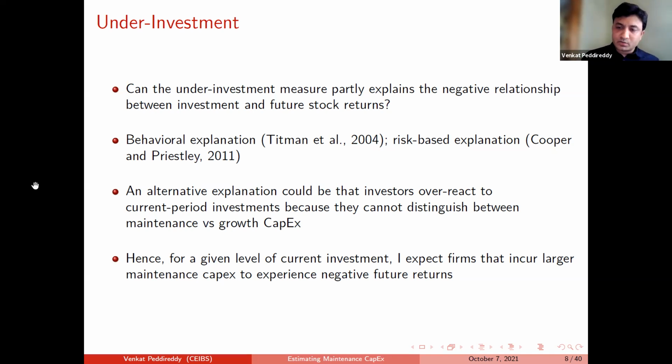And there's a risk-based explanation which says that taking up an investment is like realizing the option. And once you realize the option, the risk premium required is lower. But I kind of provide an alternate explanation that the negative relationship could just be because investors overreact to the current period investments because they cannot distinguish between the maintenance component and the growth component. So accordingly, I find that for a given level of current investments, firms whose estimated maintenance capex is higher tend to experience more negative future returns than other firms.